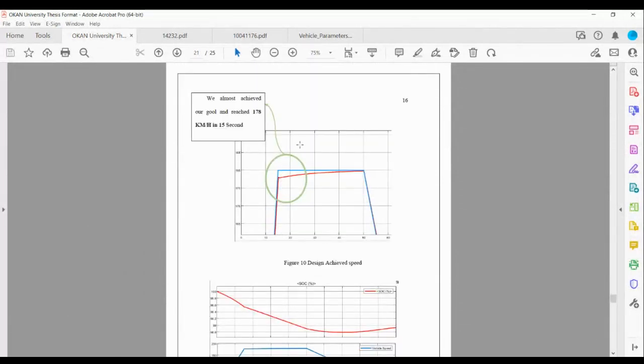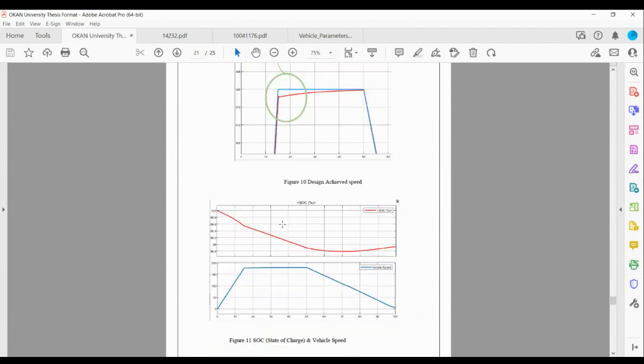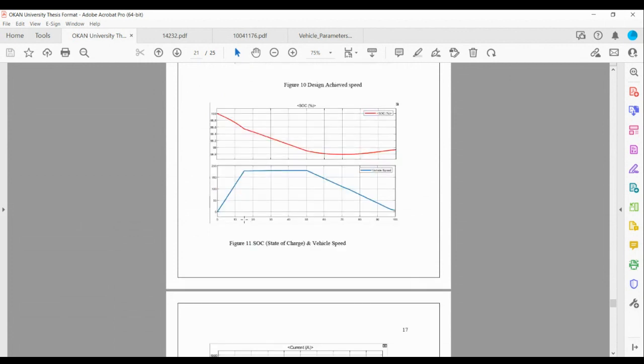Parameter setup, step by step, MATLAB design, and result. Result is very important. Your friend's result is very bad. We have no axis name, caption name, etc. Design achieve speed is the wrong caption. Red one is probably the measured value. Blue one is probably the reference route, speed, and the battery changing.